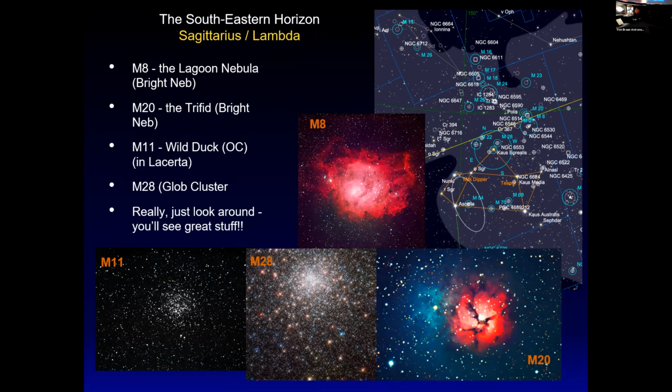The Trifid is also a nice object. Again, it doesn't look blue and it doesn't look red, but you can definitely see it. The part that is red in this picture is the brightest part, so when you look at it, that's the first thing you'll notice. But you can't see the blue area off to the left there. And because this is near the center of our Milky Way, there are globular clusters everywhere. Actually, I think M11 is an open cluster. M28 is a globular cluster.